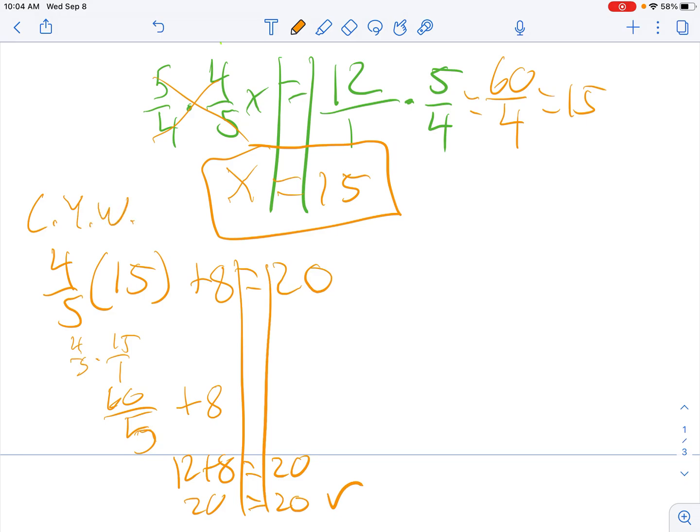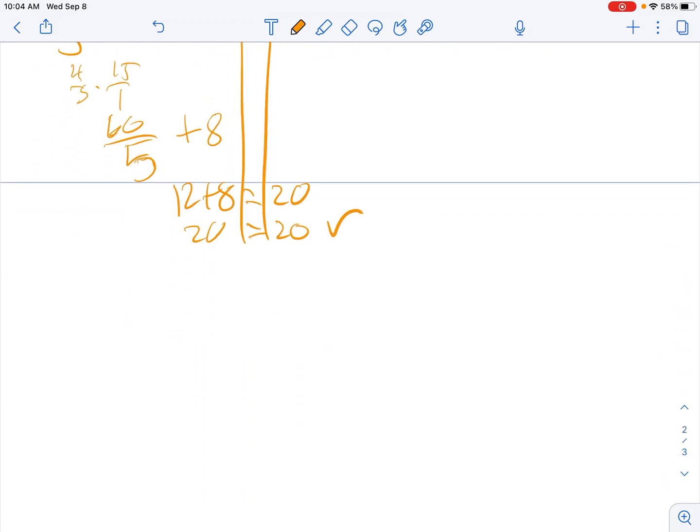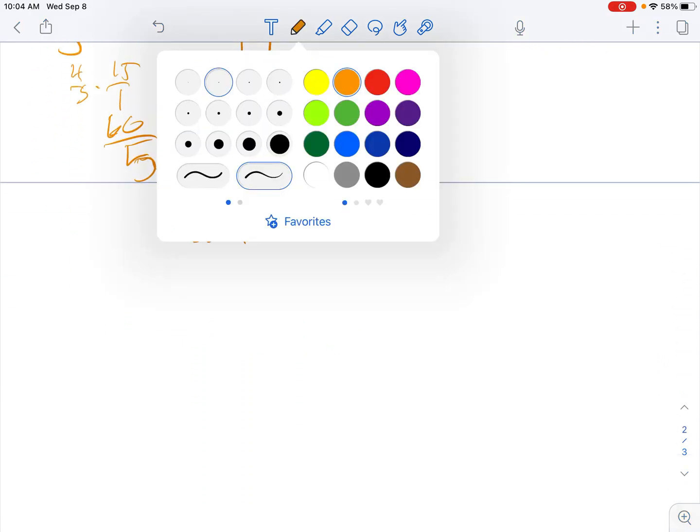Again, that's checking your work. I always check my work, okay? I recommend doing it. It is not necessary. It's not required. But again, if you made a silly mistake, you can definitely find your mistake that way.